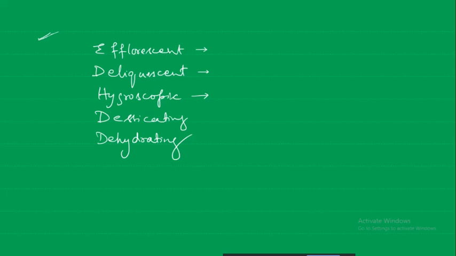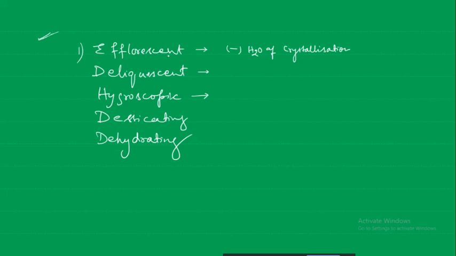For that, first we should know what efflorescent is. You should revise efflorescent. An efflorescent substance means that on exposure to air, it is going to lose its moisture, its water of crystallization. So here we will write minus water of crystallization. That is what is taking place in efflorescence.